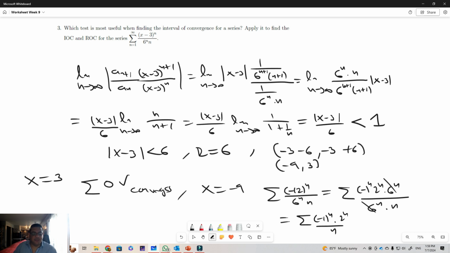But now by the criteria of divergence, you can see that this limit when n goes to infinity of 2 to the n over n is going to be different from 0. That actually is going to go to infinity. So this series diverges. And so that implies that the interval of convergence is just going to be minus 9 open to 3 closed.